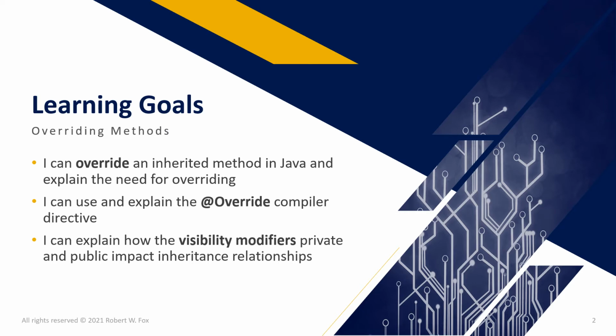We've got three learning goals for today. The first is that you need to be able to override an inherited method in Java and explain the need for overriding. You also need to be able to use the @override compiler directive, and finally, be able to explain how the visibility modifiers, private and public, impact inheritance relationships.